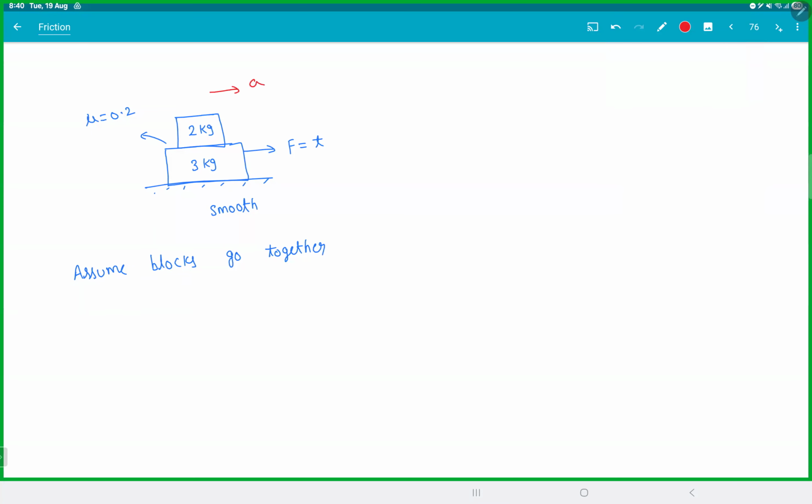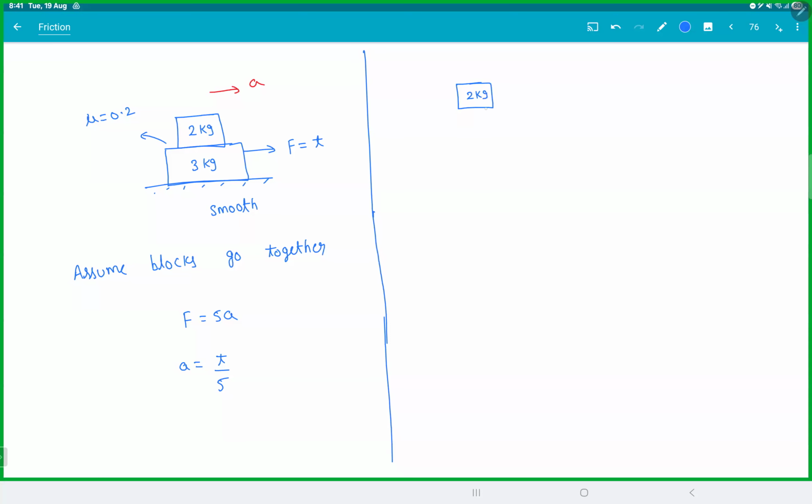And we have an acceleration a here. We have F equal to (2+3)a, and we get acceleration equal to t by 5. So if they go together, they'll go with this acceleration, whose value is changing with time. At t equal to 5 seconds, acceleration is 1, at t equal to 20, acceleration is 4, and so on. Next thing, you have to check the friction value. So take any one block. I'll take the 2 kg block.